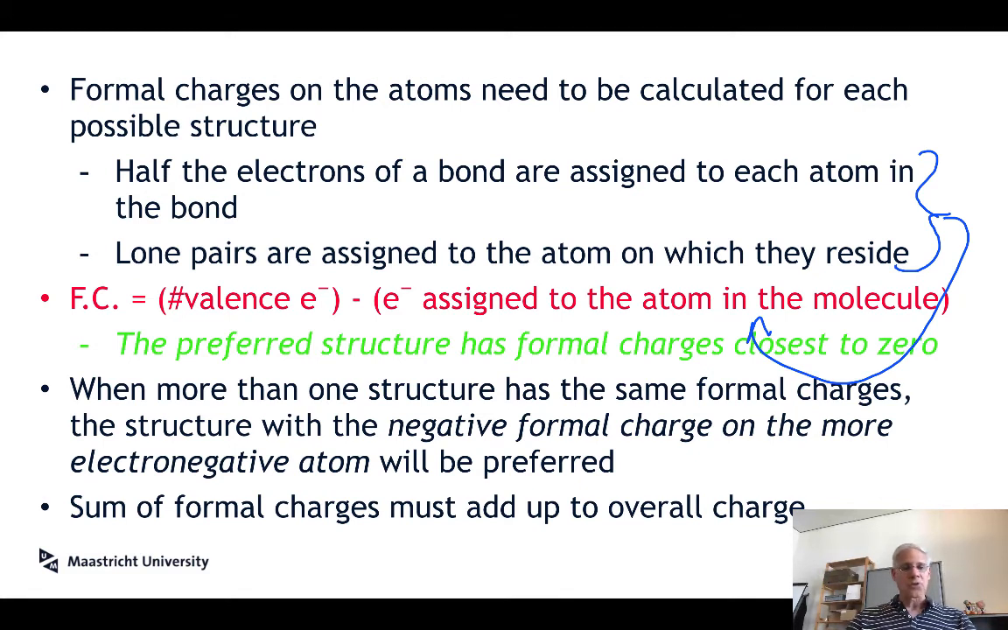One last thing to make sure you calculate, to make sure that you've done your formal charge assignments correctly, is that the sum of the formal charges has to add up to the overall charge. Now, if it's just a regular uncharged molecule, then all of the formal charges have to add up to 0. If you have a charge on a molecule, so you have an ion, let's say it's a -1 ion, then the sum of your formal charges has to add up to -1.